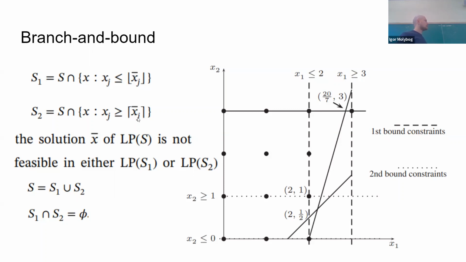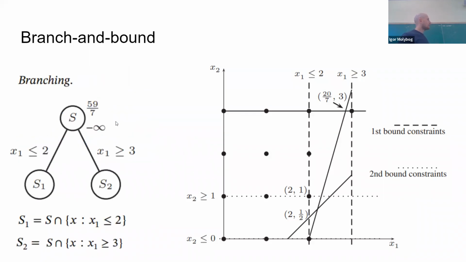Xj in our case is x1, right? Therefore the floor of 20 over 7 is 2, and the ceiling of 20 over 7 is 3. Therefore, the two constraints that we are adding are x1 less than or equal to 2 and x1 greater than or equal to 3.